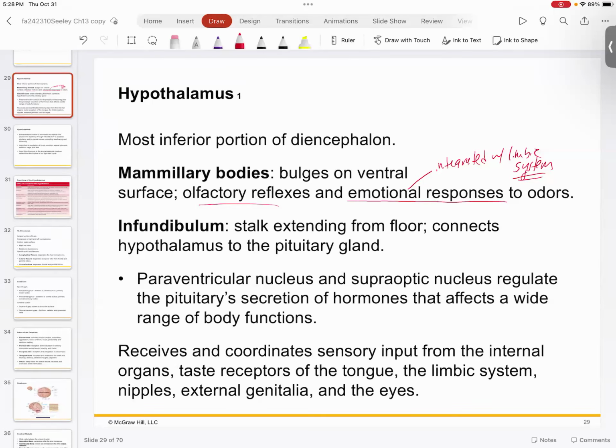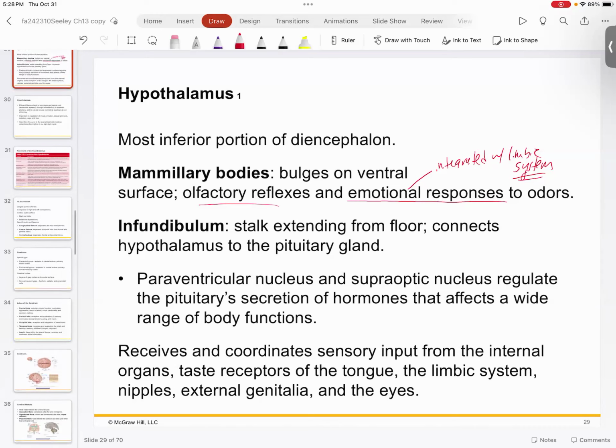The infundibulum, which is just in front of the mammillary bodies, is essentially a structural stalk that connects the hypothalamus to the pituitary gland. And so in this stalk, you also have different types of neurons that are going from the hypothalamus into the pituitary gland. But a couple of important nuclei in the hypothalamus, at least for the purpose of the pituitary, are the paraventricular nucleus and the supraoptic.